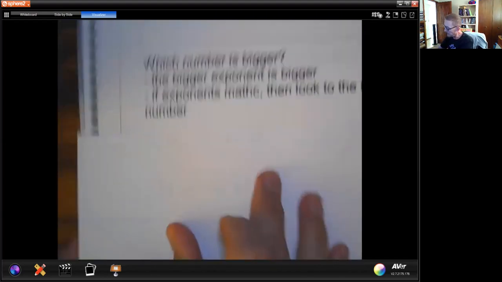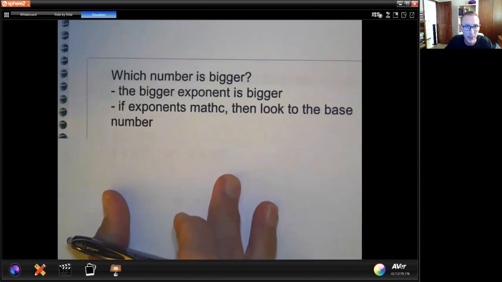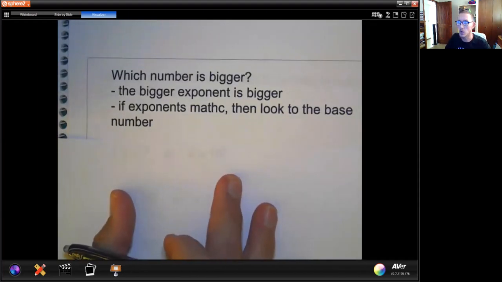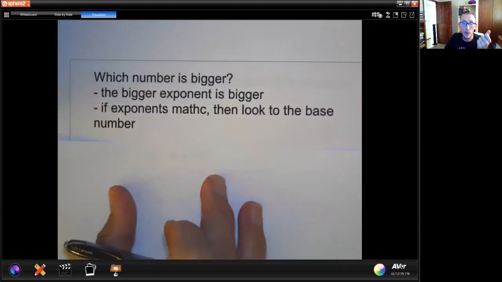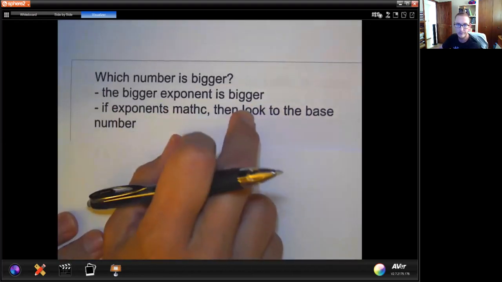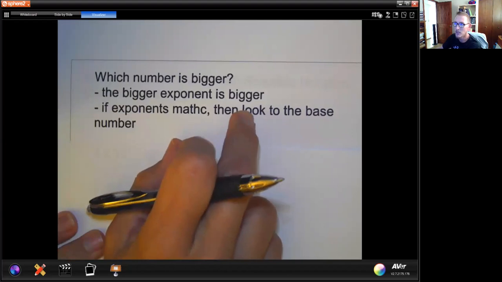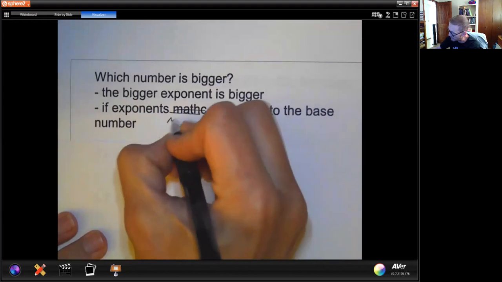The other thing we're going to have to do is compare numbers. Which number is bigger? Which number is larger? Well, the first thing you're going to want to do is make sure that they're either both normal numbers in standard notation. That's really easy to tell which one's bigger. Or make sure they're both in scientific notation. Now, if they're both in scientific notation, the bigger the exponent, the bigger the number. That's pretty straightforward.